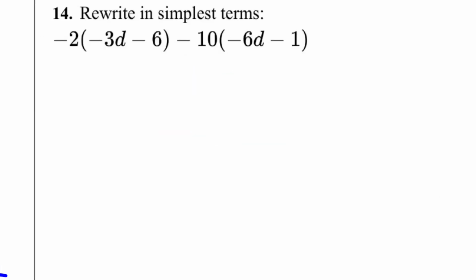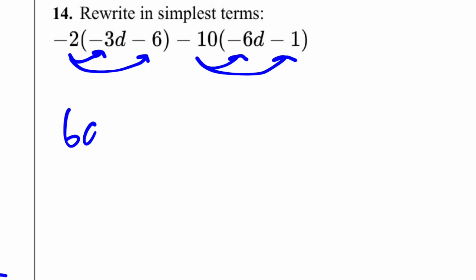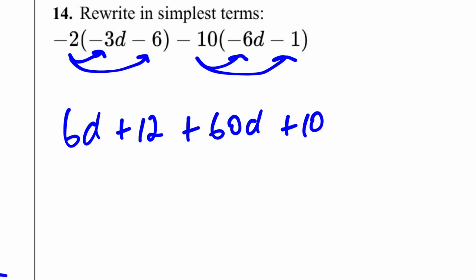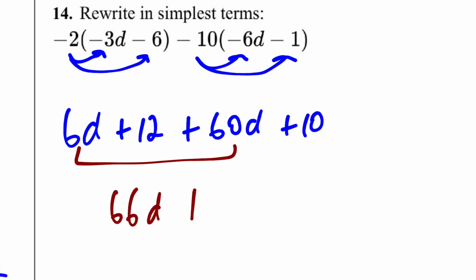It's possible that you'll have to do this twice. For example, if we distribute the first part, we have 6d plus 12. If we distribute the second part, we have 60d plus 10. Notice for each of these, because you're multiplying a negative by a negative, everything turns out positive. And then finally, we can combine like terms. This gives us 66d plus 22. So distribute wherever possible first, and then combine like terms.